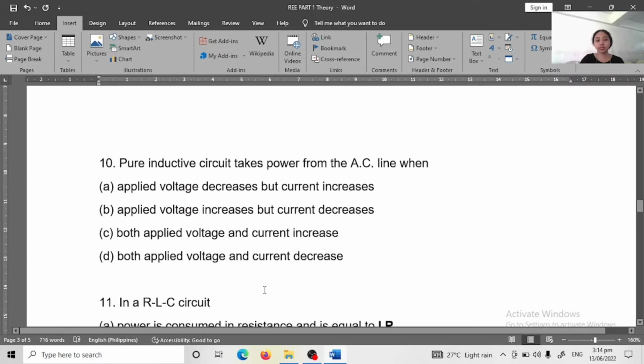Pure inductive circuit takes power from the AC line when A, applied voltage decreases but current increases, B, applied voltage increases but current decreases, C, both applied voltage and current increase, D, both applied voltage and current decrease. So your answer for number ten is what? So the answer for number ten is A, applied voltage decreases but current increases.